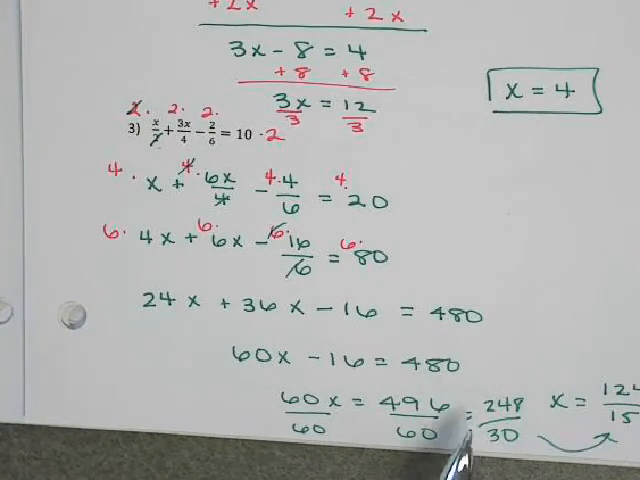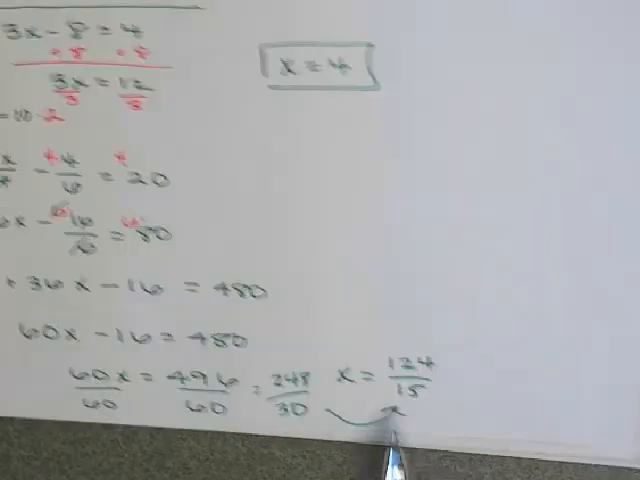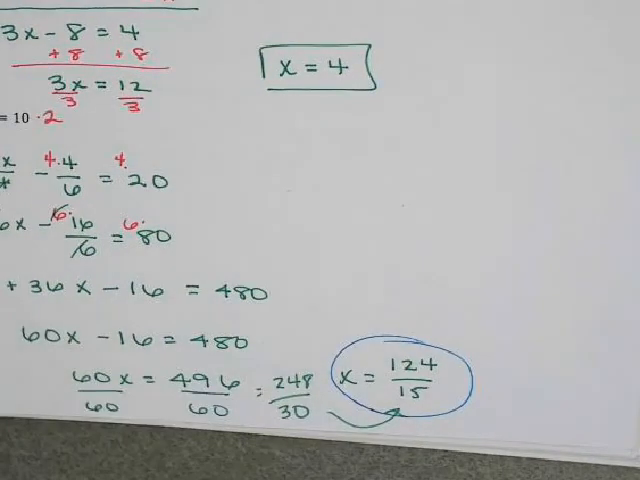And then again, those are both even numbers, and divided by 2 again. And that's where I ended up with the 124 over 15, which is exactly what we got. We just did it in a couple less steps.